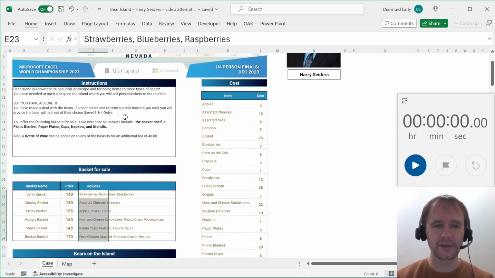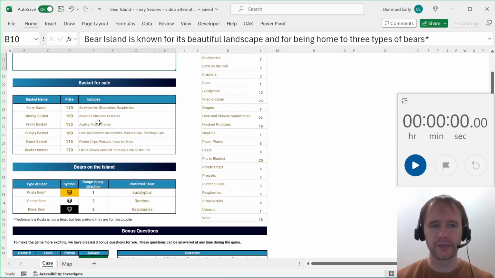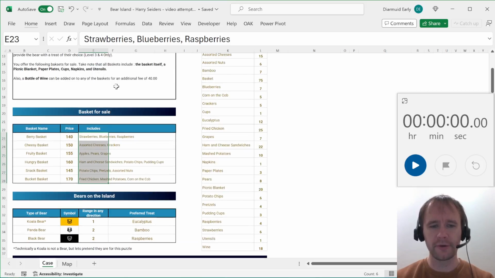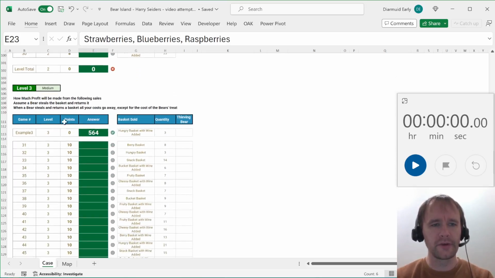But again, it's because I had skipped these instructions up here that said, take note that all baskets include the basket, picnic blanket, paper plates, cups, napkins, and utensils. So basically we're going to need to figure out the price of all these things, plus the price of all those things that are in every basket, and use that to figure out how much profit we make on each of these things.